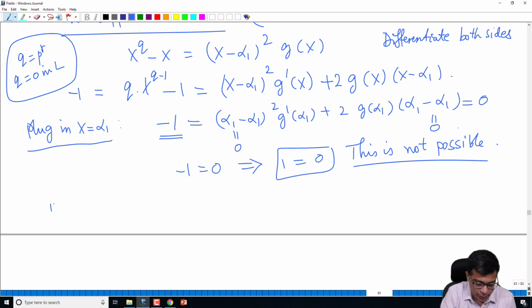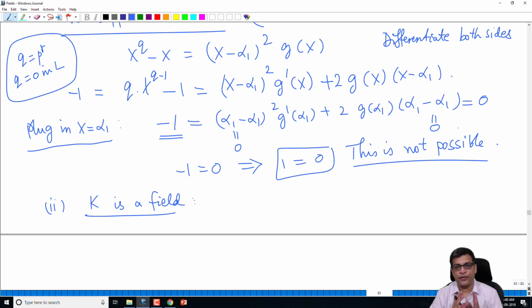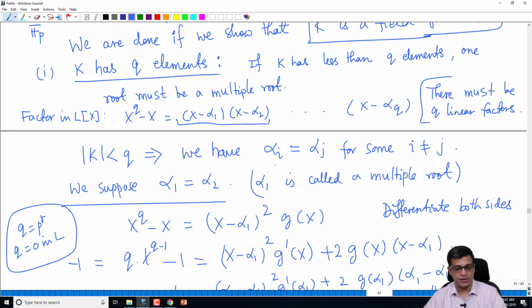So now the second part: K is a field. This is a very rare situation. We are taking a polynomial and taking its roots. Very rarely do they form a field. Roots of a polynomial rarely form a field. But it happens over finite fields and these specific polynomials.